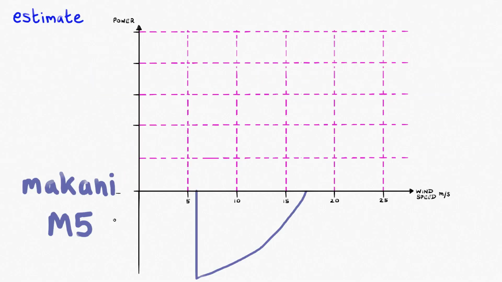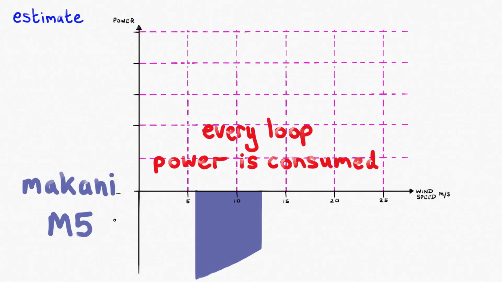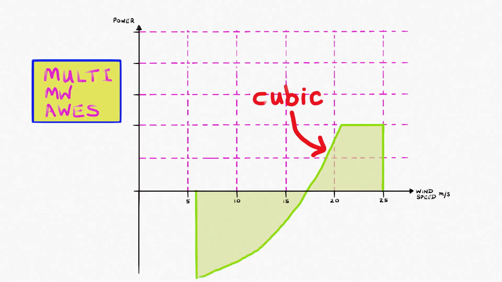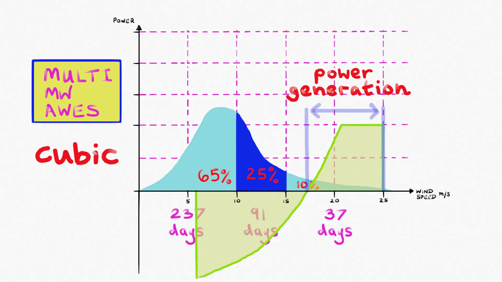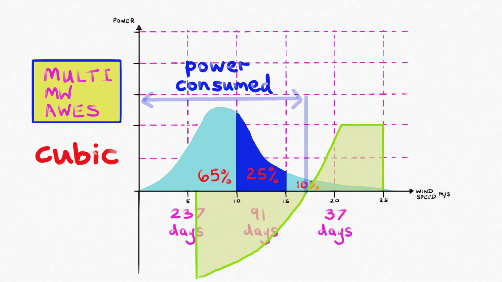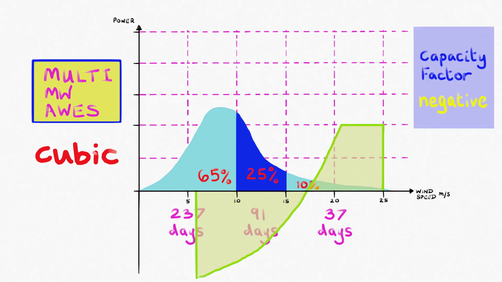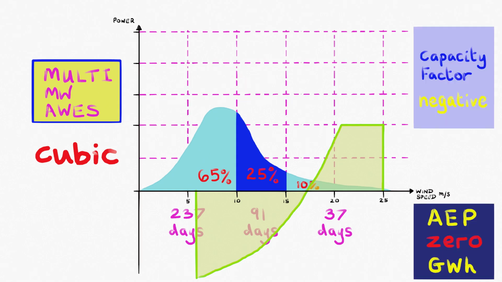The bigger Makani M5 was never built. This is the estimated M5 power curve, a net power consumer for the year. The cubic power curve for a multi-megawatt AWE system consumes more power than it generates over a year, resulting in a negative capacity factor and no annual energy production.